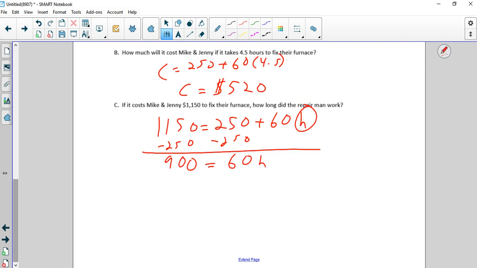So it's $900 for the labor, it's $60 per hour. We just divide by 60. And that tells us that it was a total of 15 hours of labor.